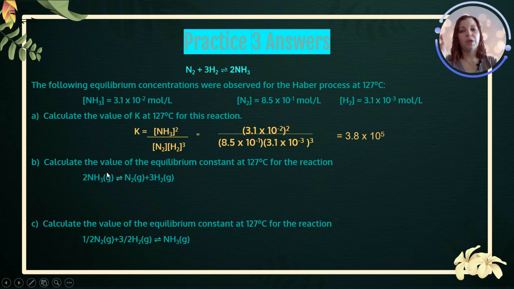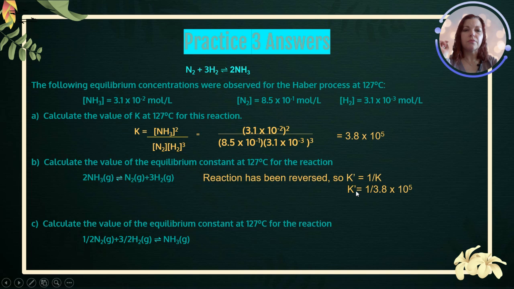So now we're going to calculate the value of the equilibrium constant at 127 for this new reaction. What we've done is we've reversed the reaction. So we flipped it: what were the reactants are now the products and vice versa. Remember that when we do that, all we have to do is 1 over K. So K prime is equal to 1 over 3.8 times 10 to the 5th, and that is 2.6 times 10 to the negative 5th.